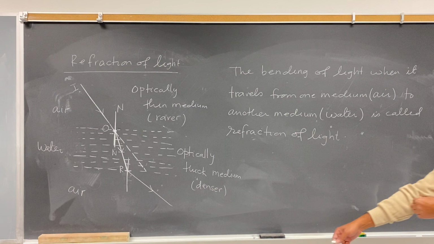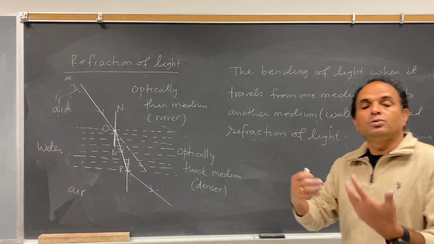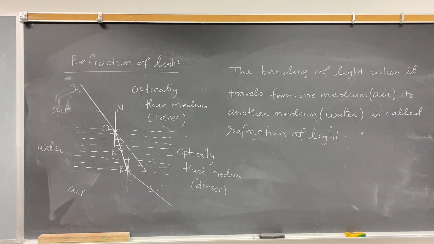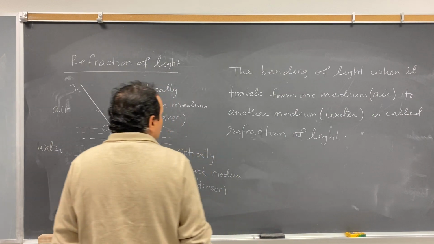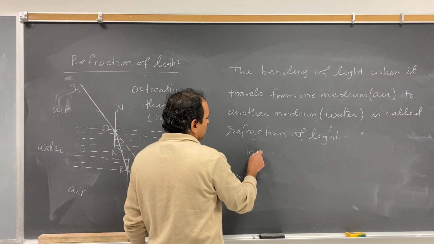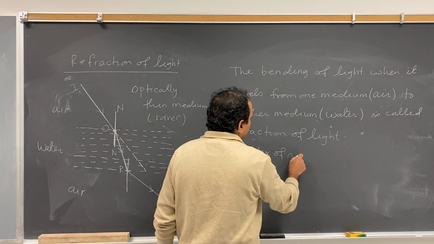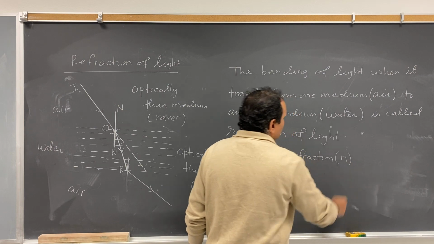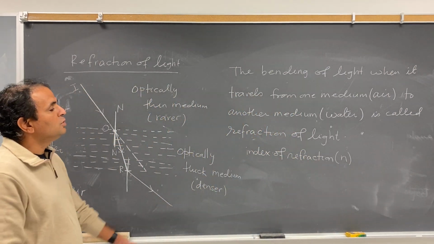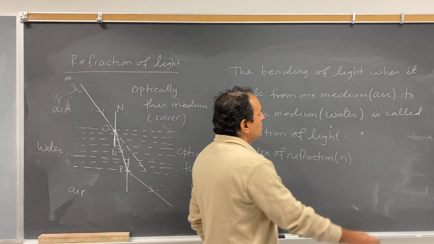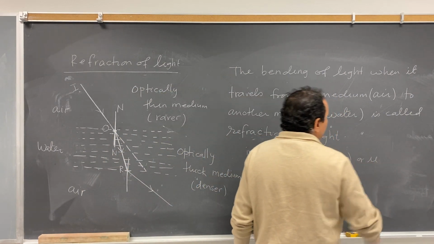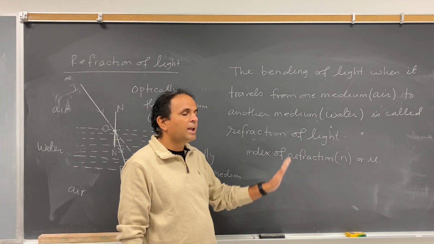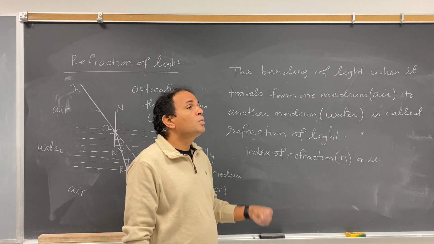So again, bending of light when it travels from one medium to another medium, that is what we call refraction. And to go further, I have to define one new term here, that is we call index of refraction, and it is simply denoted by n. Index of refraction, people use n, or you can also use mu. Index of refraction, n or mu, whatever you like. I simply use n.